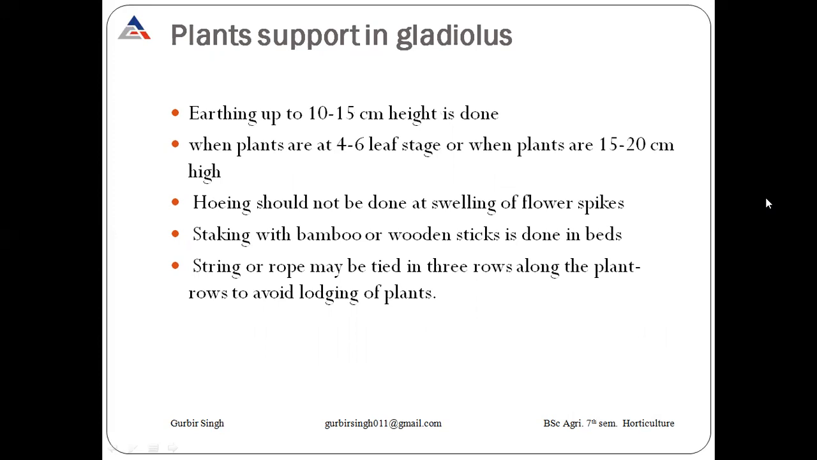Plant support in Gladiolus. Earthing up to 10 to 15 centimeter is done when plants are at 4 to 6 leaf stage or when plants are 15 to 20 centimeter high. Hoeing should not be done at swelling of flower spike. Staking with bamboo or wood stick is done in the beds. String or rope may be tied in 3 rows along the plant row to avoid lodging of plants.